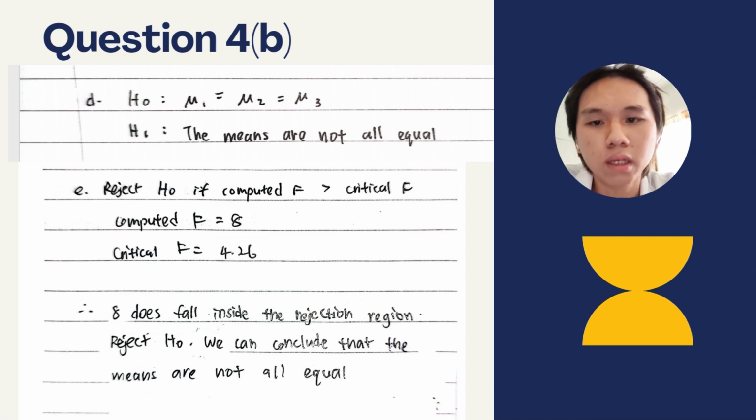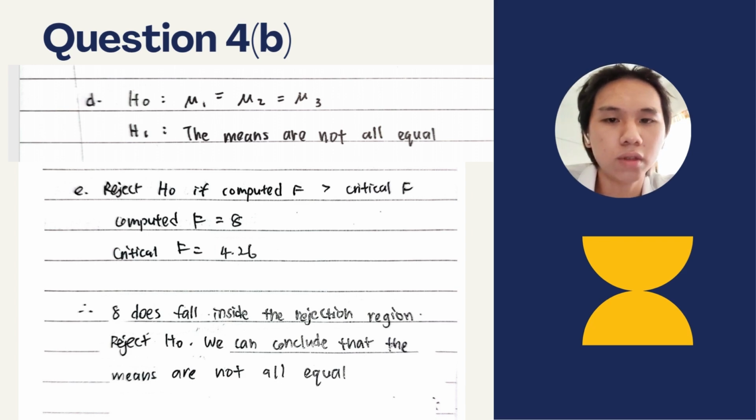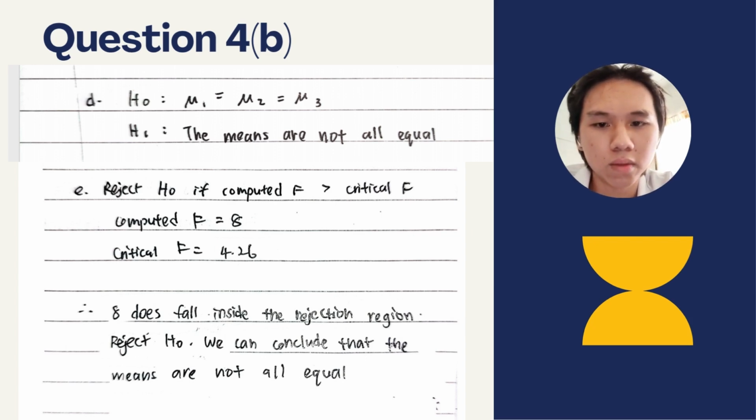For question E, we have to form a decision rule, which is reject H0 if computed F is larger than critical F. And we know that computed F is equal to 8 and the critical F is equal to 4.26. Thus, 8 does fall inside the rejection region, so we will reject H0, and we can conclude that the means are not all equal.